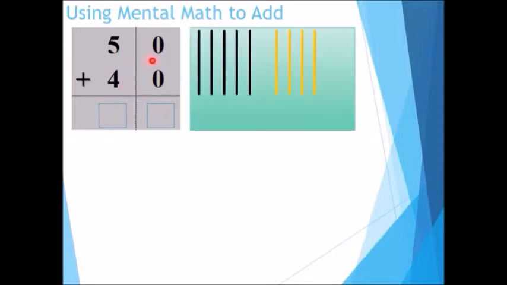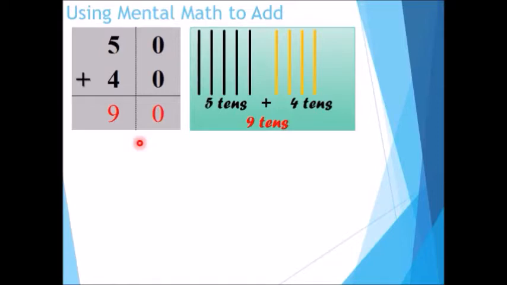Sometimes the numbers are friendly to work with. When you see a problem like 50 plus 40, you can just find the sum in your head. Think of 50 as 5 tens and 40 as 4 tens. 5 tens plus 4 tens is equal to 9 tens, the same as 90.